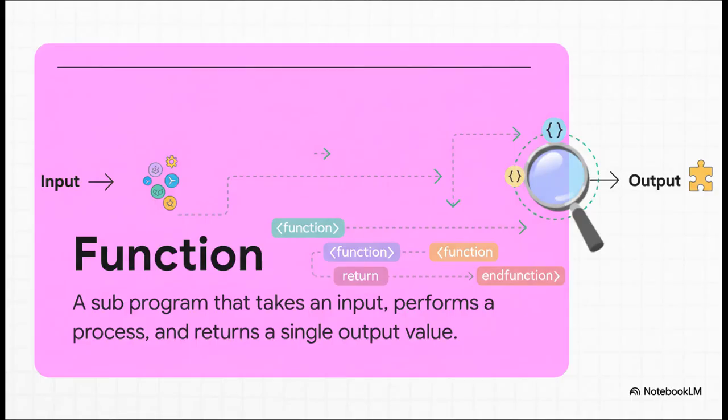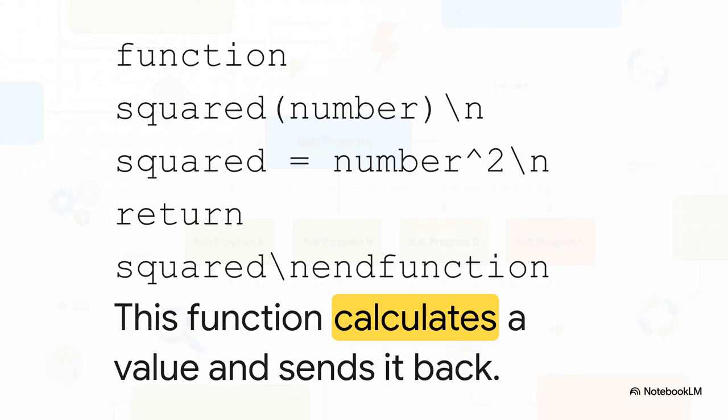Their whole purpose in life is to take some information, process it, and then return a single result. The key thing you'll be looking for in the exam is the function keyword, and more importantly, that return keyword, which usually shows up right before end function. Let's look at this example. The squared function takes a number as its input, it calculates the square of that number, and then, this is the most important part, it uses the return keyword to send that calculated value back.